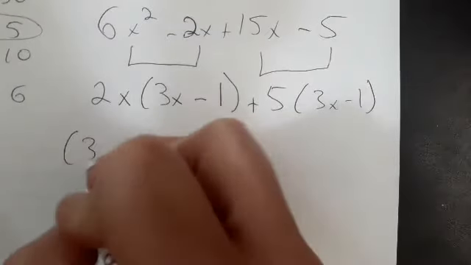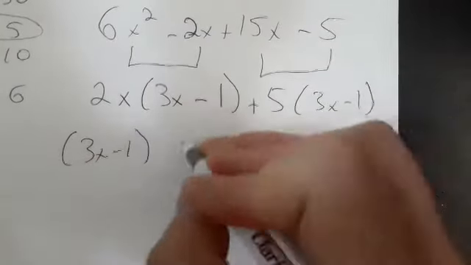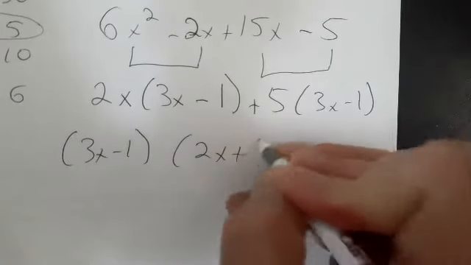And I want 3x minus 1, and I'm left with a 2x plus 5.